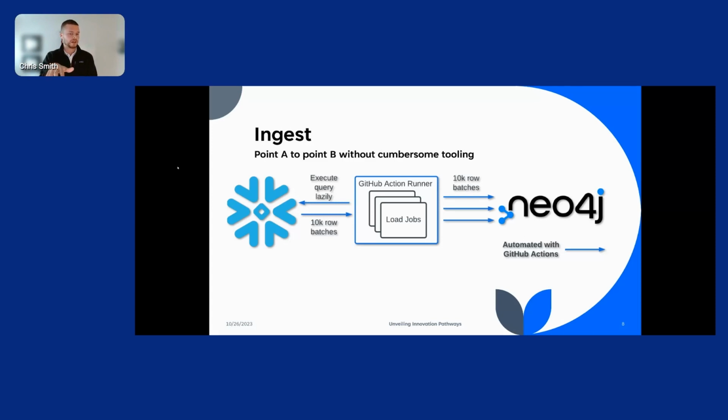our GitHub Action runner. So what that allows us to do is, on the other side of that, when we're pushing the data to Neo4j, we're actually pushing 10,000 rows in parallel. And that's how we get that semi-fast 25-minute-ish load time. And this is all, again, done inside of GitHub Actions right now.